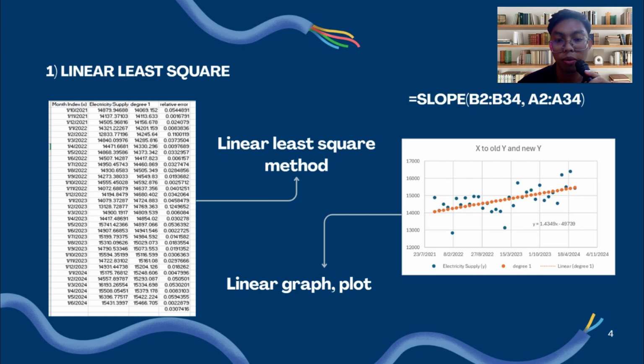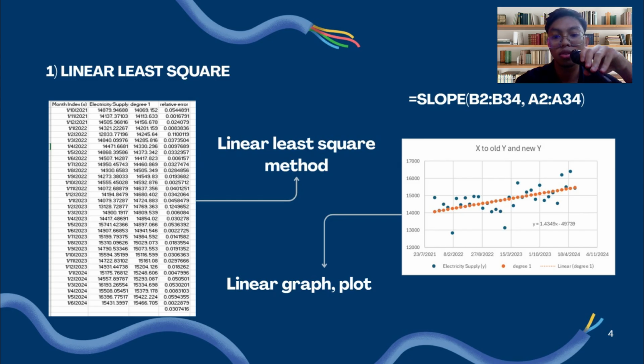This slide shows the application of the linear least squares method to model the relationship between X and Y data. The data table represents the original data set used for the calculation. The linear least squares method finds the best fit straight line by minimizing the sum of squared errors between the actual data points and the predicted values.